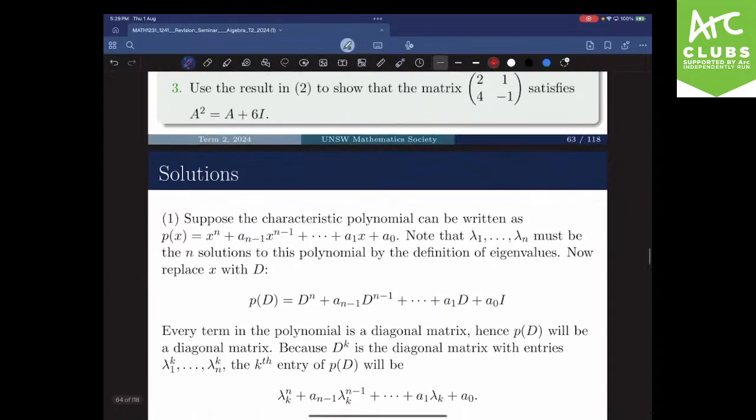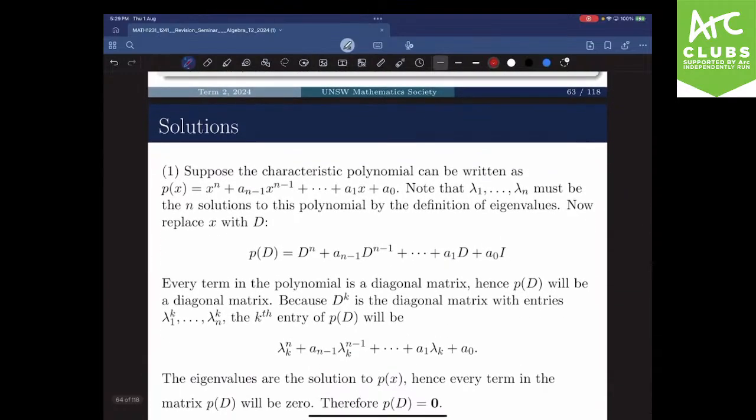So the way we do it is, first things first, we note what the characteristic polynomial of our matrix A is. It's just a polynomial which has our eigenvalues, lambda 1, lambda 2, up to lambda n, as the n solutions. So if we replace this by D, we get this. And we note that every term in the polynomial is a diagonal matrix, and P of D is a diagonal matrix. So we can compute each of the entries of our diagonal matrix.